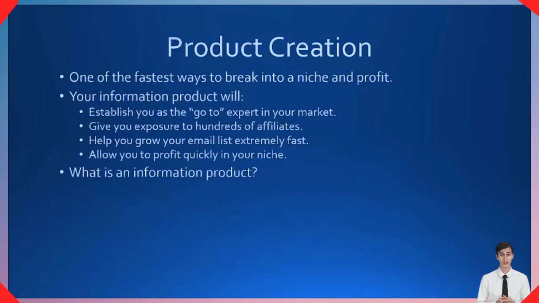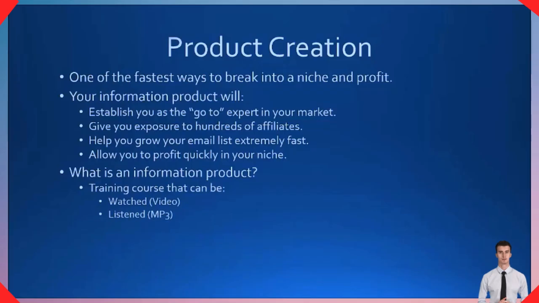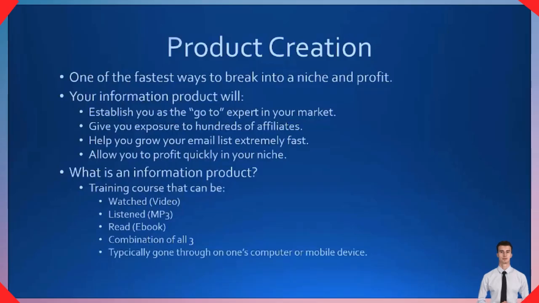So what is an information product? It's a training course that can be watched, that would be a video, listened to in MP3 audio, or read, that would be in the case of an ebook, or it's a combination of all three of these things. Typically, it's gone through on one's computer or mobile device, so it's something that they can digest on their own. It's a product they can digest digitally, meaning they don't have to print it out. They don't have to have a physical book.